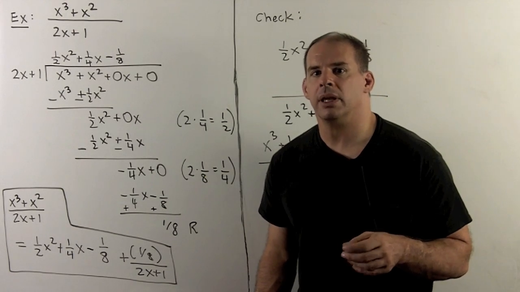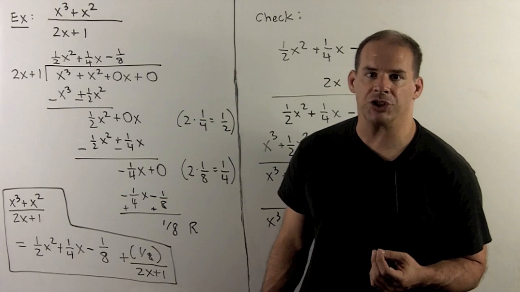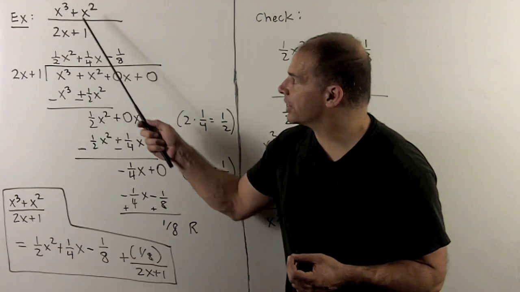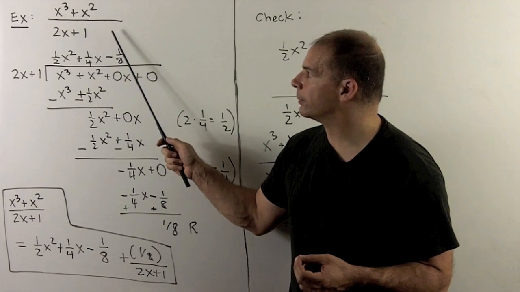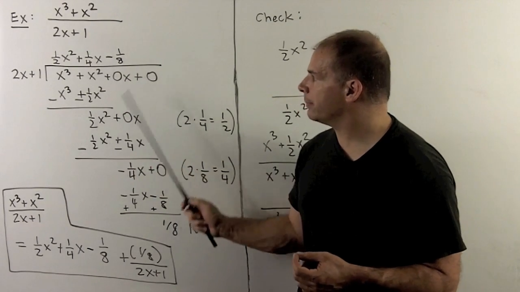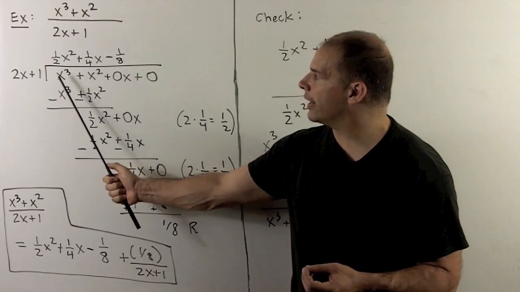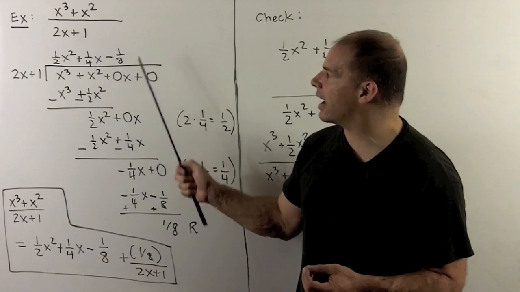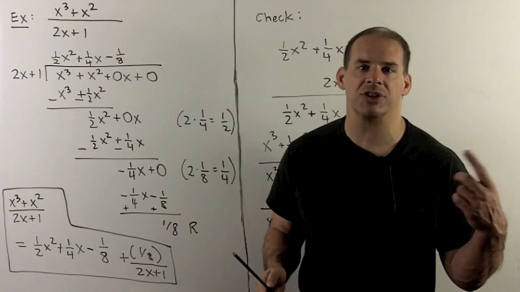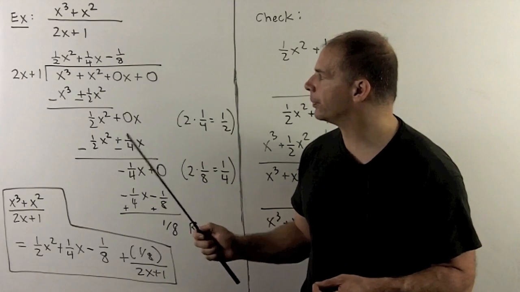Final example. In this case, we'll have a remainder, and we'll have to deal with fractions when we do our matching. So let's consider x cubed plus x squared divided by 2x plus 1. We set up our long division. So our denominator goes off to the left, 2x plus 1. Our numerator goes under the bar. So we have x cubed plus x squared, and then I have to put in zeros for the x term and the number term. So plus 0x plus 0.